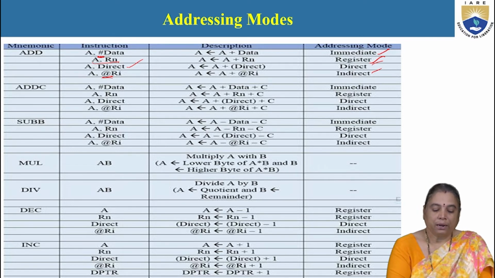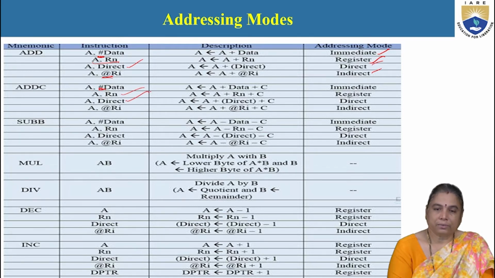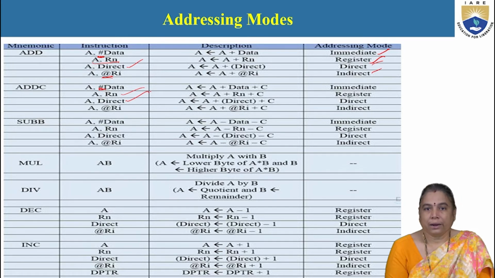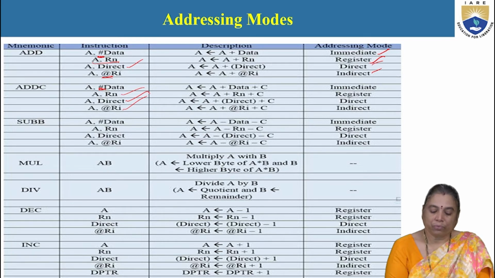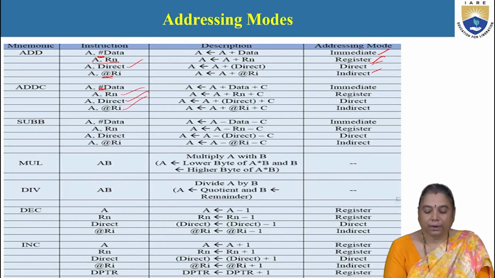So, similarly, in the ADDC also, in case of immediate addressing, the hash symbol can be used. In case of register addressing, the register number can be specified. And in the direct addressing mode, the memory address of the operand can be directly specified. And in case of indirect addressing mode, the @ symbol can be used to specify the indirect address of the operand.